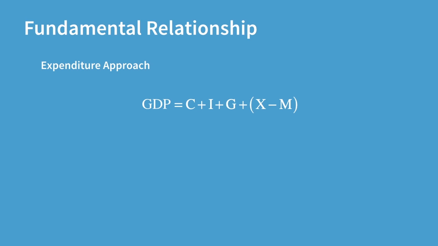We can also look at GDP from the income side and develop a relationship based on what we are going to do with our income. We can either spend it, save it, or give it to the government. Given that we should get the same GDP number using either method, we can derive a fundamental relationship by equating these two expressions. And after some simple algebra, here is what we end up with.